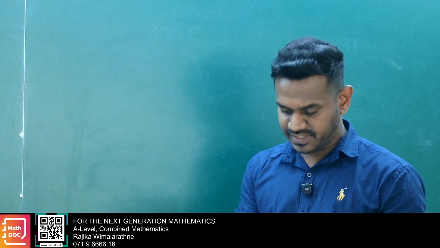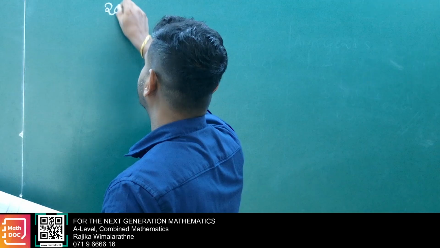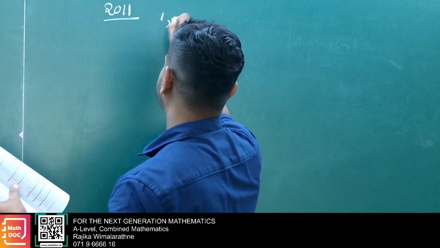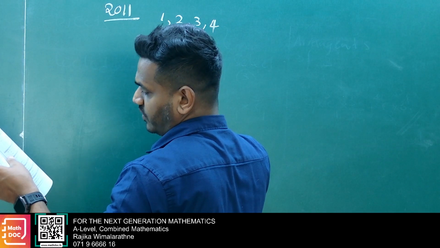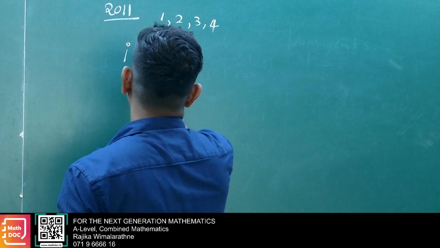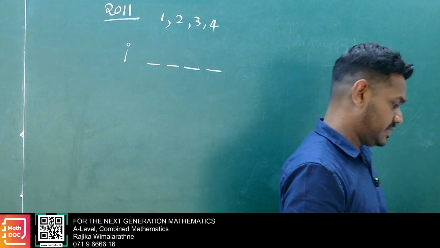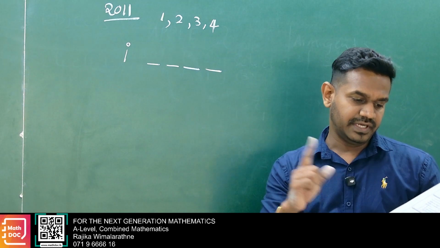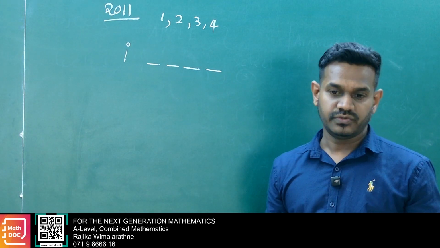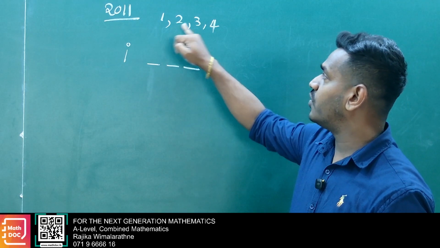Okay, 2011 permutation question. Here given digits 1, 2, 3, 4. If repetitions of digits are not allowed, we have to make a number. That means line arrangements. So here the number is in between 2000 to 4000, then the first digit will be 2 or 3.